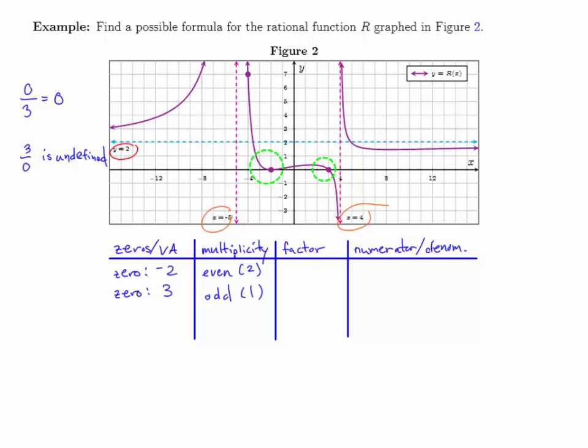Okay, and so then what we look at is the factor. So we have a 0 of -2, so we need a factor of x minus a -2, which will be x plus 2. And that exponent is going to be squared. For the 0 of 3, we're going to have a factor of x minus 3, and that exponent will just be 1, based on the fact that that has odd multiplicity. And then both of these, because they're zeros, are going to go in the numerator.